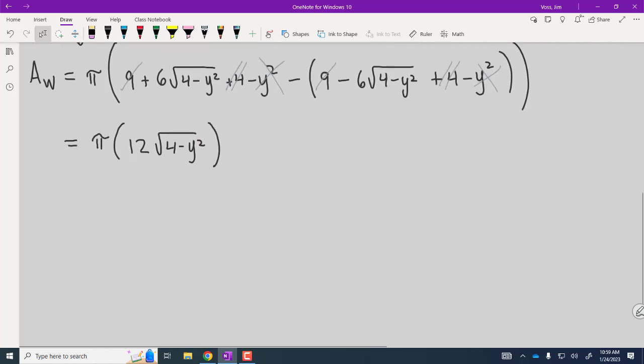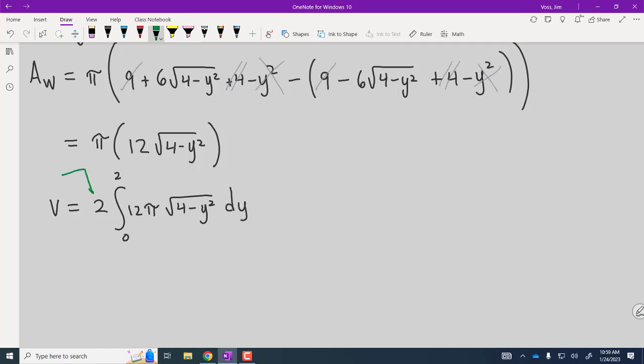So our volume will be 2 times the integral, and we can, well, let's not pull anything out yet. Let's just write it like this for a moment. So this 2 out here is from symmetry. And that'll give us our volume. Okay. So this is going to be 24 pi multiplied by an integral.